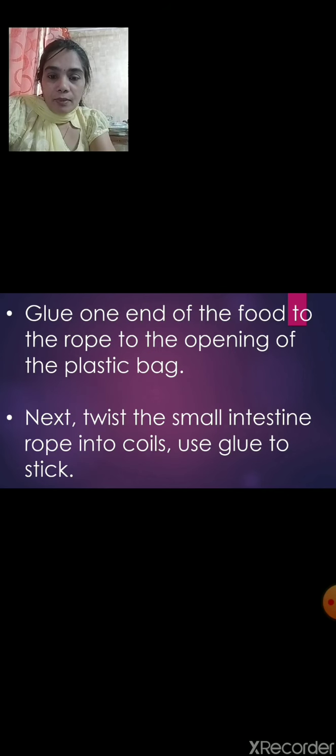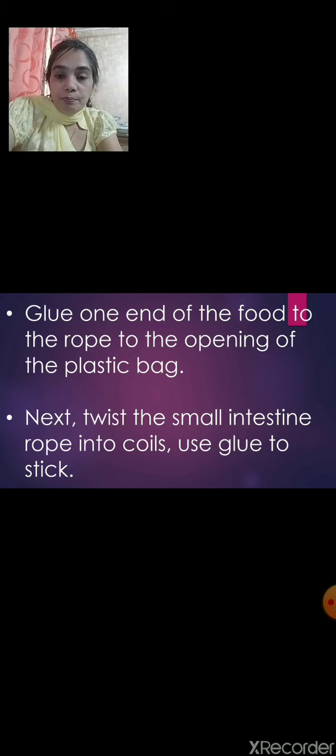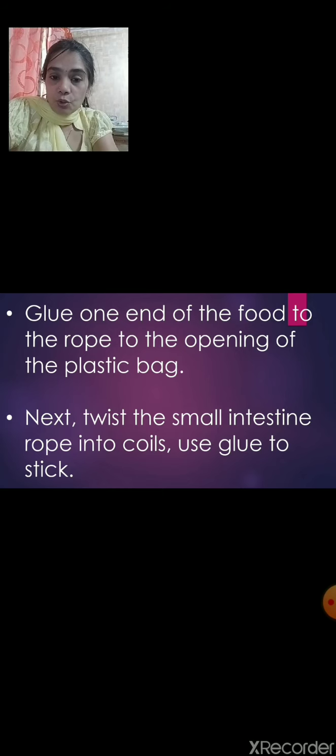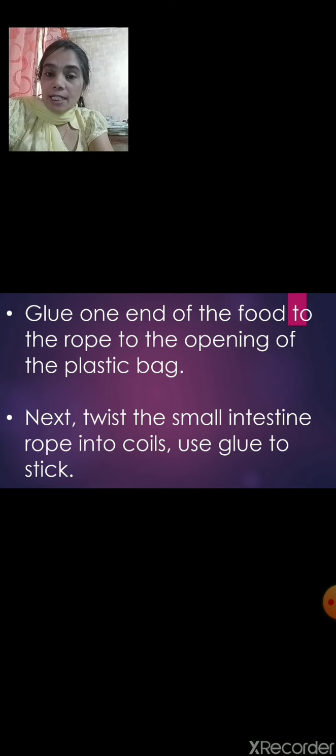And for the food pipe also, you can use the rope or some pipes. Then see the diagram and just stick it accordingly as shown in the digestive system picture. For the liver and the pancreas, you can use cotton again. And for the small intestine, you should just twist the ropes into coils and use glue or Fevicol to stick it, and give it the look of the digestive system.